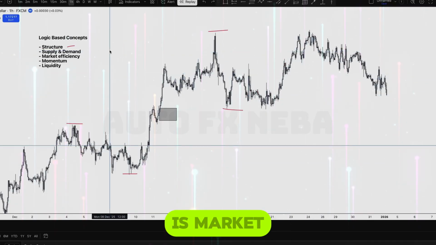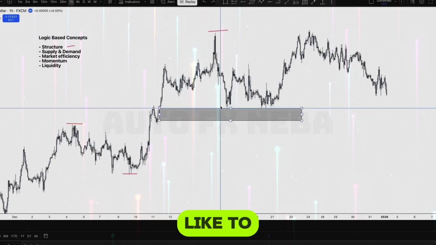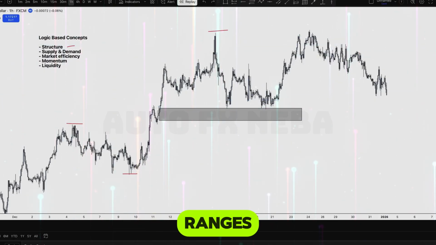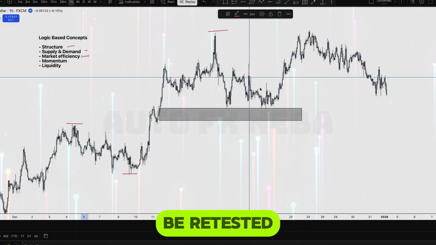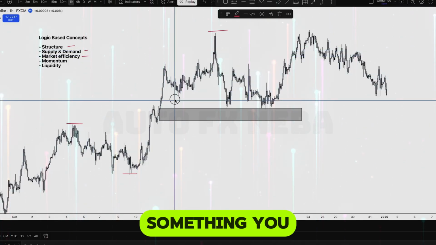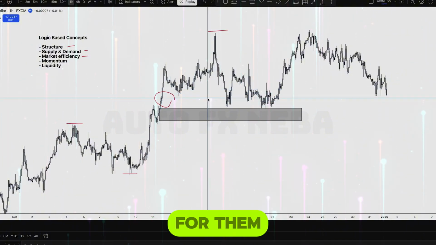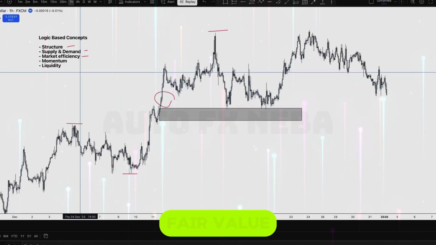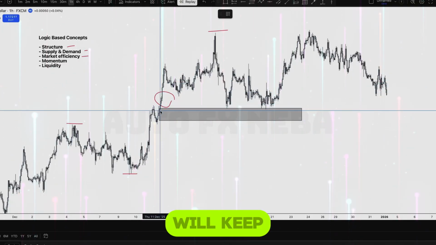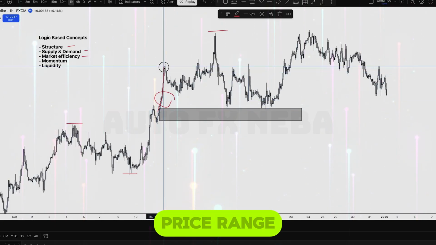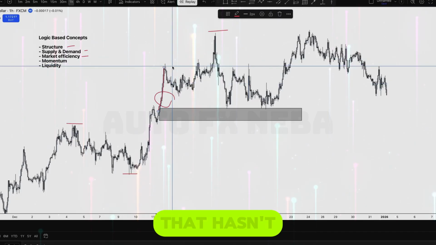The next concept is market efficiency. This is basically the theory that markets like to come back and fill open price ranges, generally to fill into new orders that are still waiting to be retested. Market efficiency refers to something you may know as imbalances, or fair value gaps, which is another name someone has made for them, but they're traded in a different way as fair value gaps. So an inefficiency in the market, we'll keep it at that for the moment, is simply an open price range between a demand zone or supply zone and where price is right now that hasn't been filled yet.